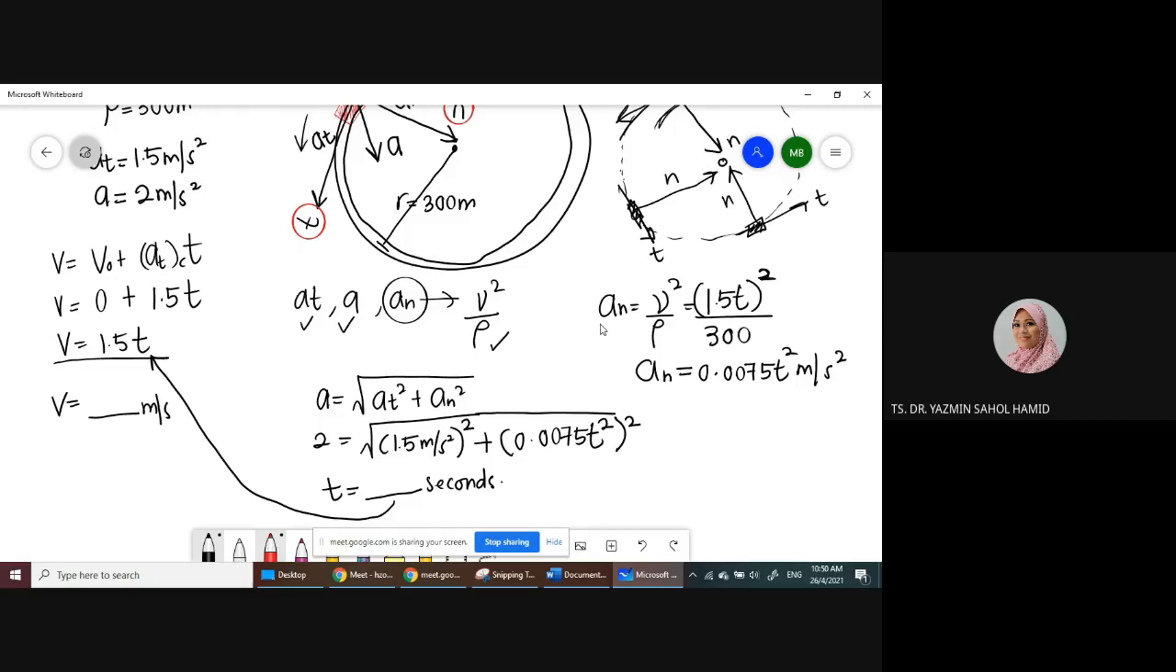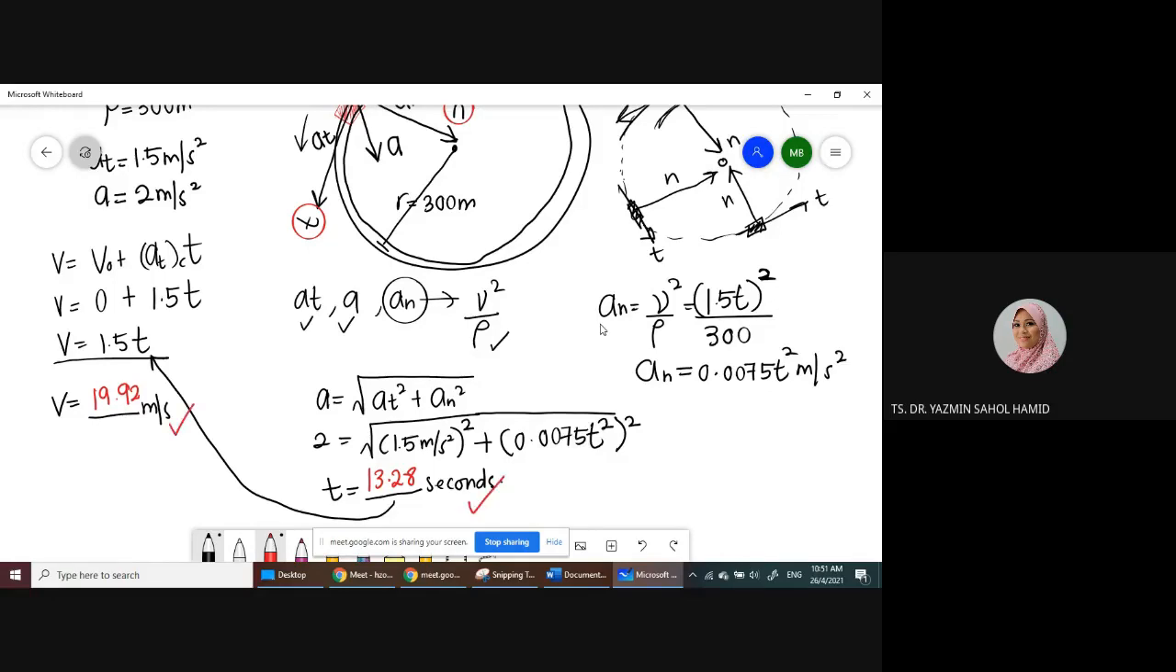Okay, what is the answer? 13.28. Okay, correct. So it's 13.28 seconds. And when you put it into the velocity, what do you get? 13.28 times 1.5 is 19.92. Okay, that is correct.